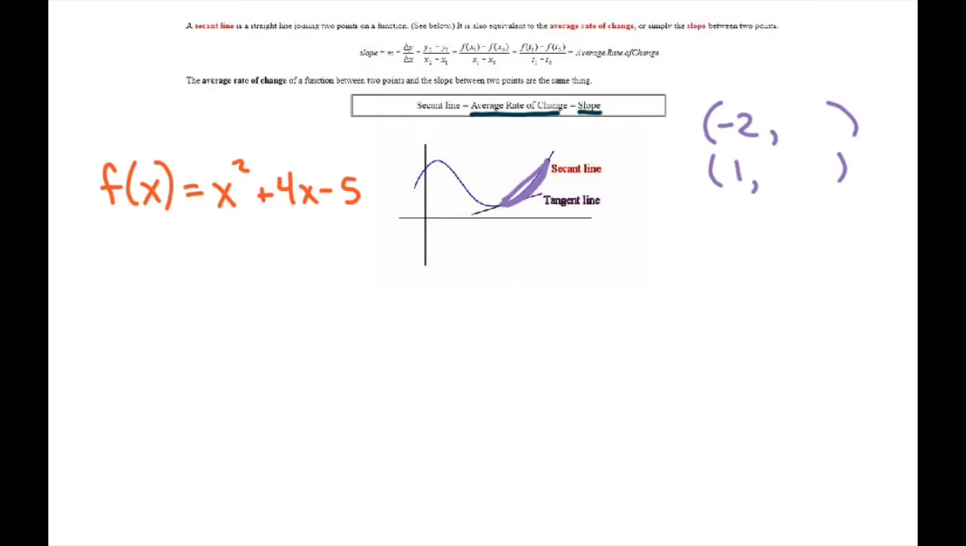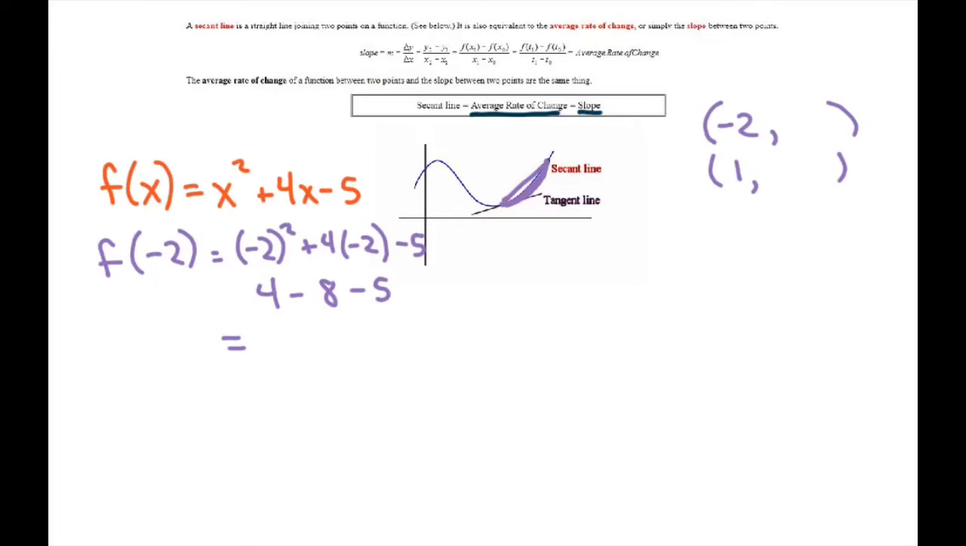x. So we got to find the y. So I'm going to plug in -2, and we get -2 squared plus 4 times -2 minus 5. So we get 4 minus 8 minus 5. So that's going to equal -13 minus 4, which is going to be -9. So I'll write that there.